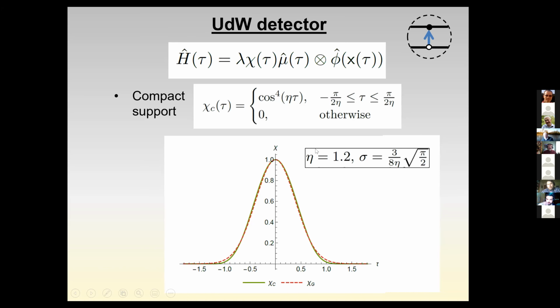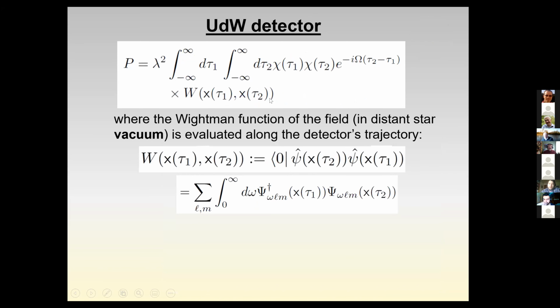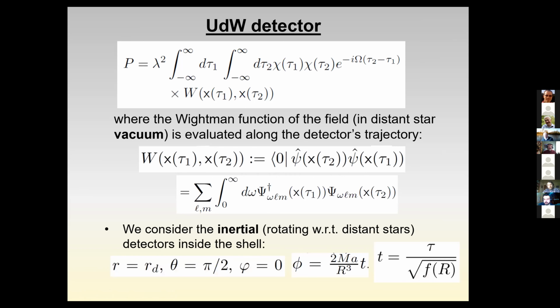Anyway, we have compact support for the detector, and then we proceed in the standard way. This is the probability of the transition from one level to the other of the Unruh-DeWitt detector, and of course it's given by our Wightman function. This Wightman function corresponds to the field being in vacuum. So there's no thermal state, everything is in vacuum. And of course we need to evaluate this Wightman function along the detector's trajectory, and it's simply given by these expansion modes, which we calculated before, but now evaluated at one time of the detector and then a later time of the detector here. So we consider the Unruh-DeWitt detector, which is inertial inside, so rotating with respect to distant stars.